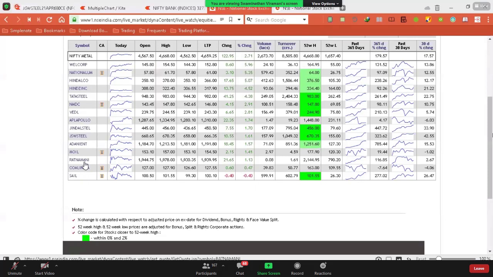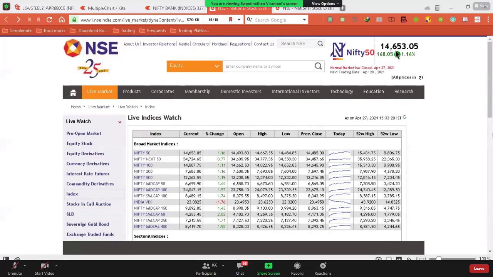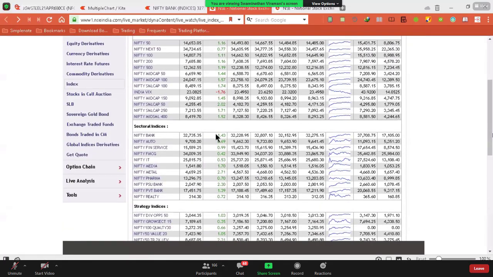This teamwork actually comes into play. A single person cannot look into all these things. The beauty of this is you know that Nifty is going up. You look at which sector is pushing up Nifty. That's all you're doing, no?